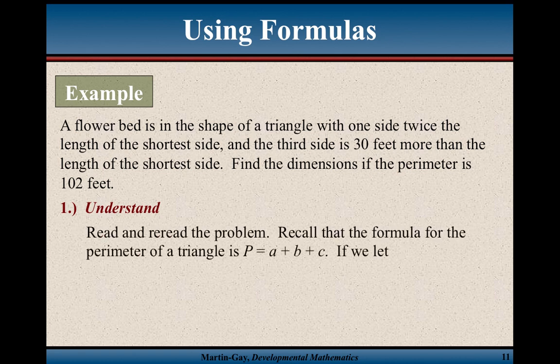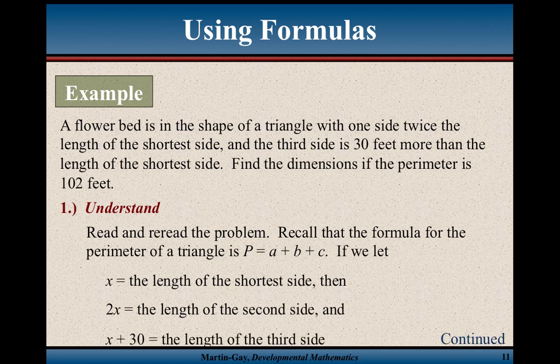102. So, first, understand the problem. Recall that the formula to get the perimeter of a triangle is P is equal to A plus B plus C. If we let X as the length of the shorter side, then 2X is the length of the second side, kasi nga twice, sabi niya, the length of the shortest side.